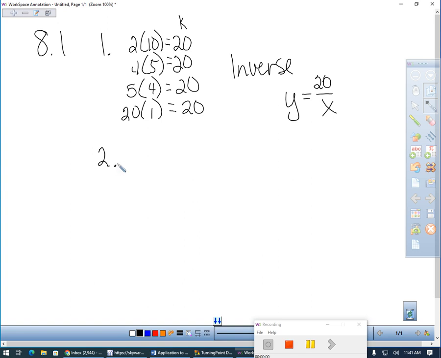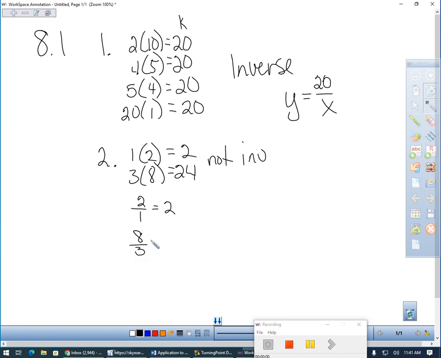Number 2, first we start by multiplying x times y. So we have 1 times 2 equals 2. And 3 times 8 equals 24. So this is not an inverse. So then we start by dividing y divided by x. So we take 2 divided by 1, which equals 2, and 8 divided by 3, which equals 2.6 repeating. These are not equal, so this is not direct. So for number 2, this would be neither.